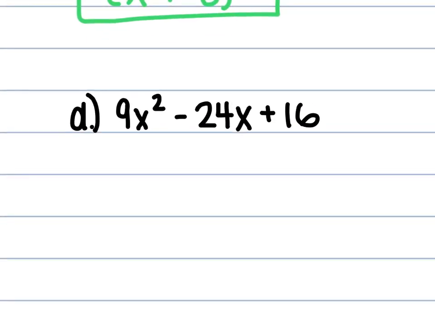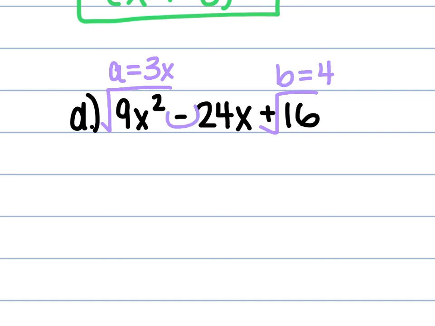For d, we have 9x squared minus 24x plus 16. We can take the square root of that 9x squared. We can take the square root of that 16. The square root of that 9x squared is going to give us an a of 3x. And that square root of 16 is going to give us a b of 4. We have a negative on our b term, so it's going to be negative 2ab is equal to negative 24x.